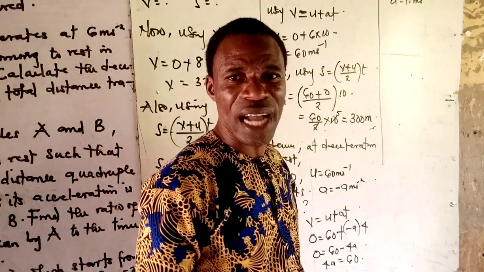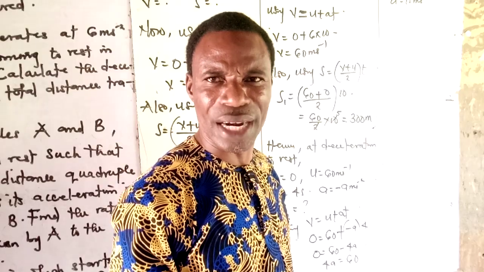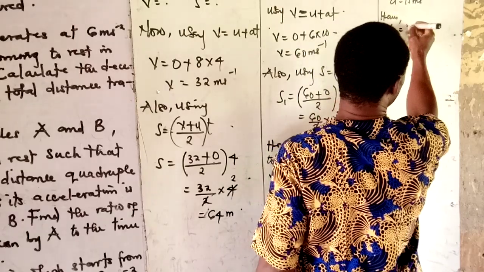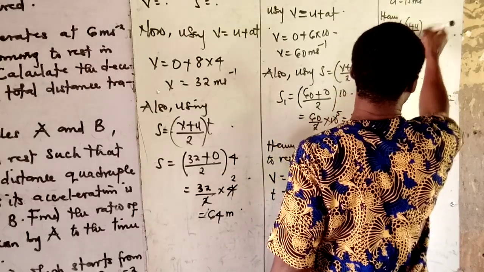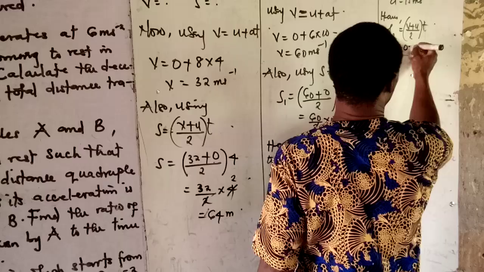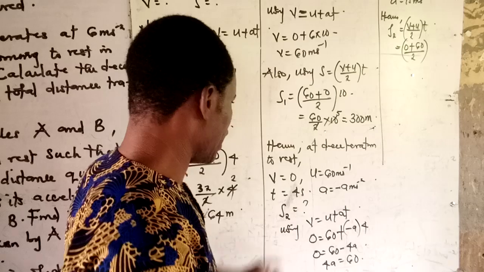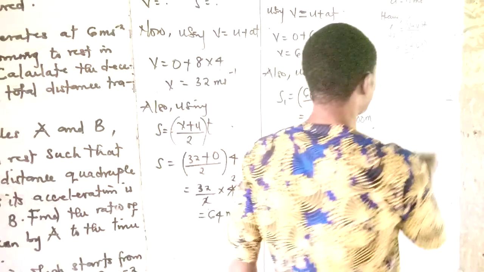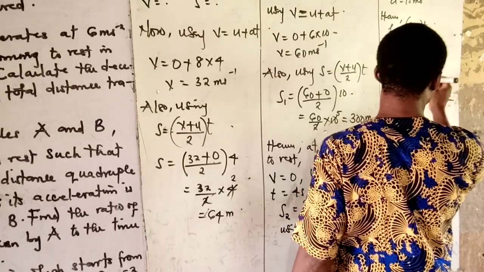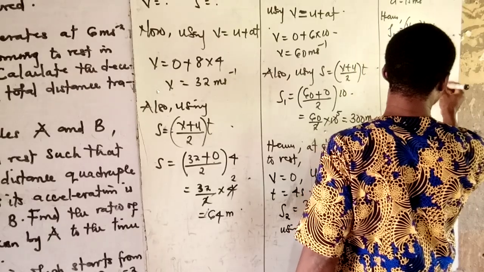Now we are to find the second displacement, at deceleration. Hence, S2 is (V plus U) over 2 into T. This time around, your final velocity is 0, U is 60, so it is 60 over 2. Your T is 4 seconds. This is 60 over 2 times 4. 2 here 1, 2 here 2. This is what now? 120 meter.